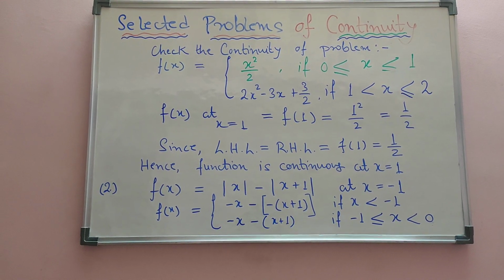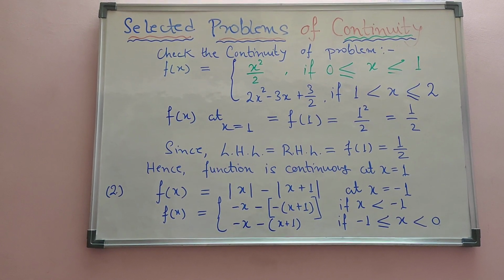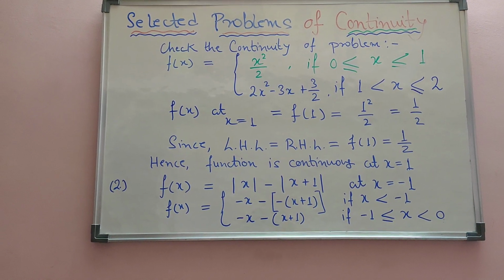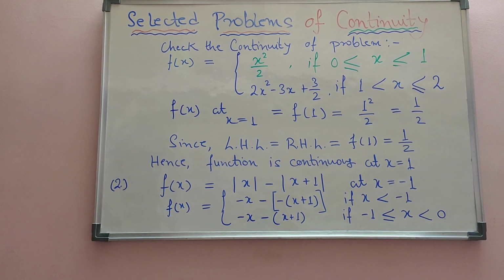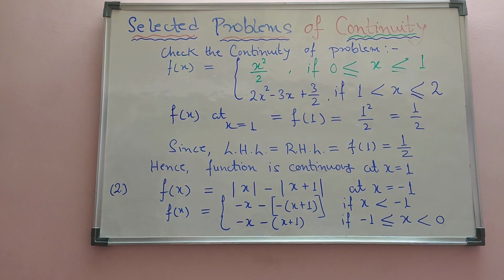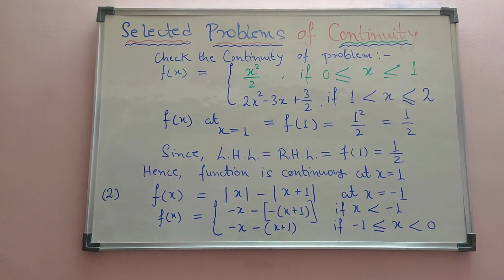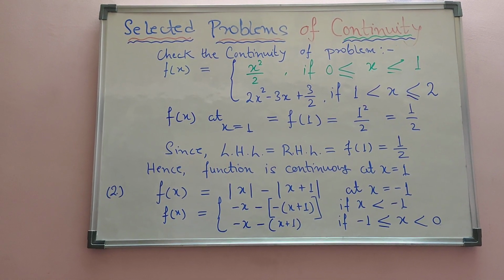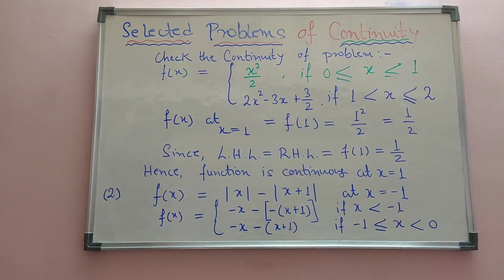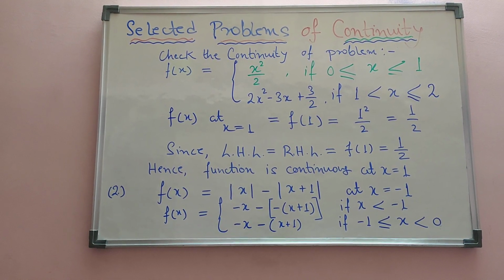Now, the second problem is given. Check the continuity if f of x equal to mod x minus mod of x plus 1 at x equal to minus 1. We have to check the continuity of this function at x equal to minus 1. In this equation, first of all, you have to make the interval, because in this equation they have not given it clearly. So first of all, we have to make the interval. Okay, carefully, see how I have taken it.